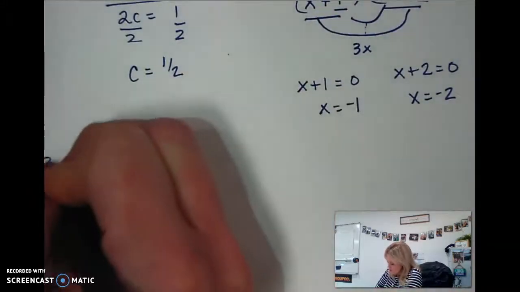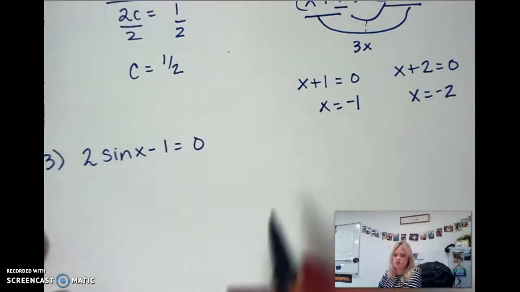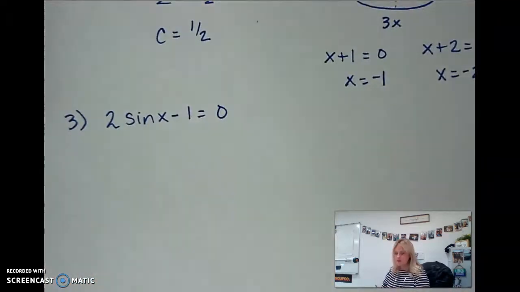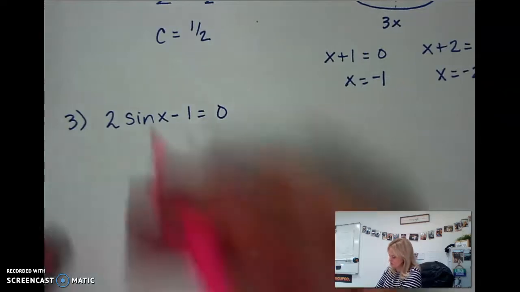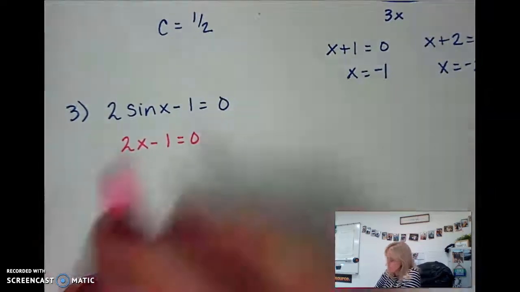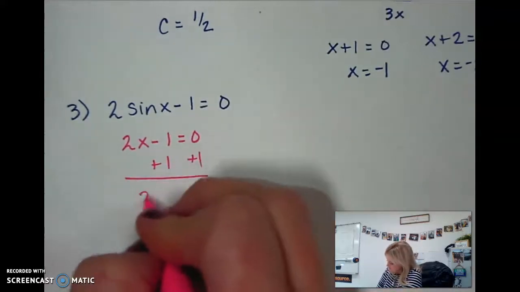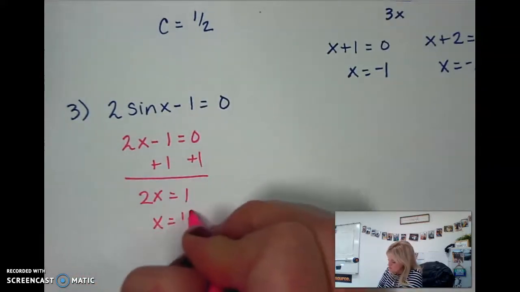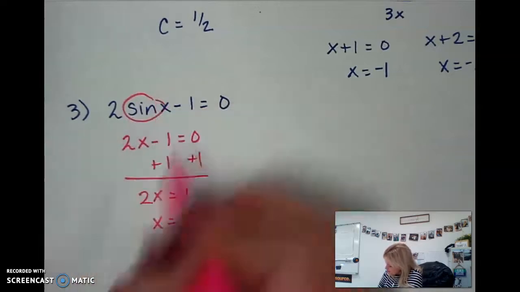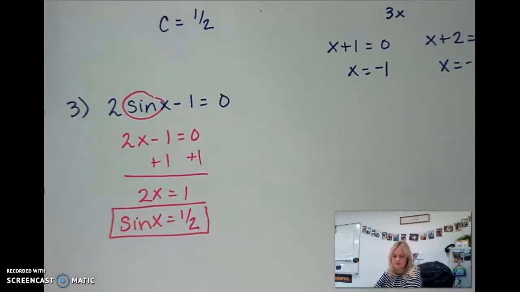Another type of equation now is when we throw in trig. Okay? If you want to, you could always take the sine out for a second and just solve this equation. So when I add 1 to both sides and divide both sides by 2, I get x equals 1/2. Then throw the sine back in. If you want to do that, you can do that. Sometimes that's easier for some kids.